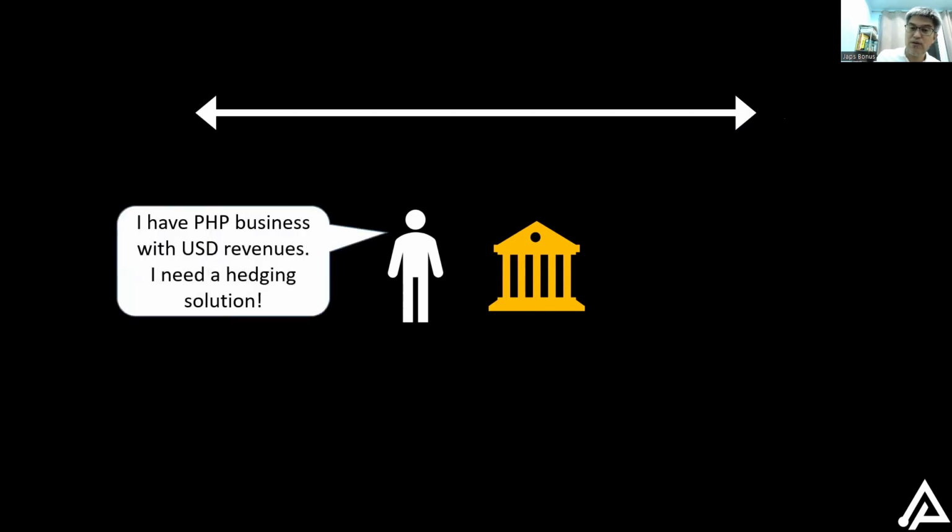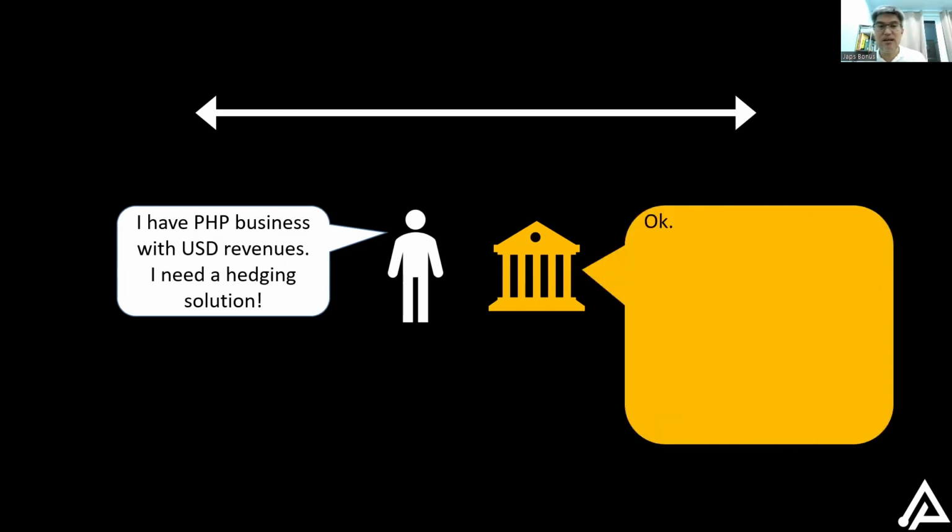You have forward contracts. In our example, suppose that the company has a PH-based business, meaning their main currency used is Philippine peso. The cost of running the business is incurred in Philippine pesos, but they have dollar revenues. So they're exposed to foreign exchange risk, meaning if the dollar to peso exchange rate goes down, their revenue equivalent in peso would also go down. Hence, they're looking for a hedging solution.